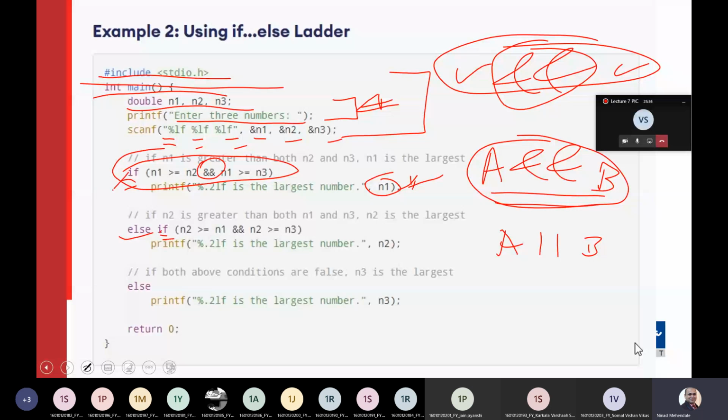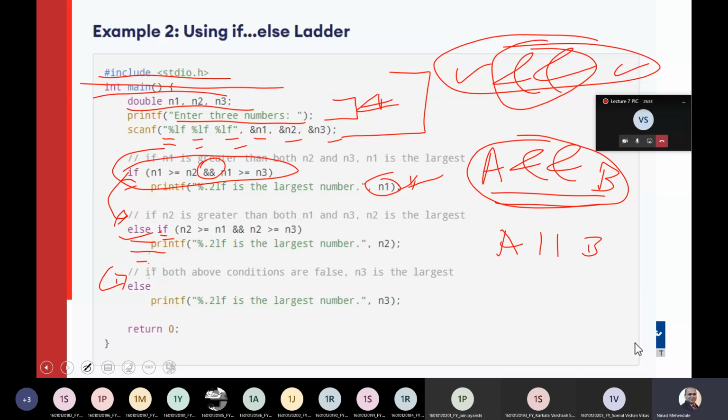So after every if there is else if, and once we end with the ladder, you have to put finally the else statement. So you can have infinite number of else if connected together. Right now we need only one else if in the ladder.